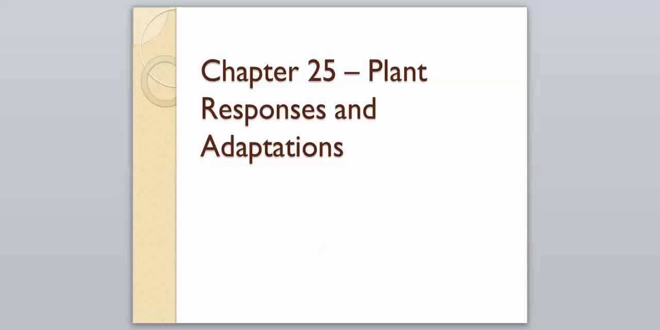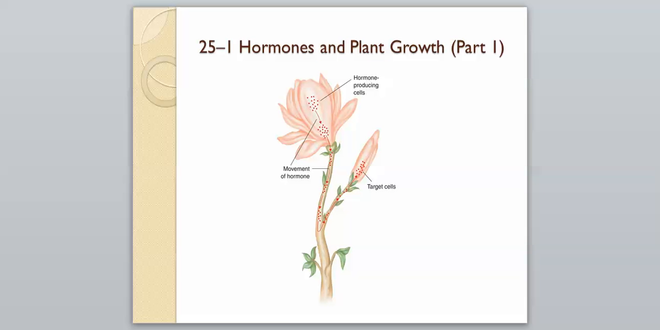B. We're starting chapter 25 today, and this is entitled Plant Responses and Adaptations. So this is our final chapter about plants. We're going to learn how they respond to different things and how they adapt to different things. So our first section here is going to be broken up into three parts because this is a long section, and this is entitled Hormones and Plant Growth.